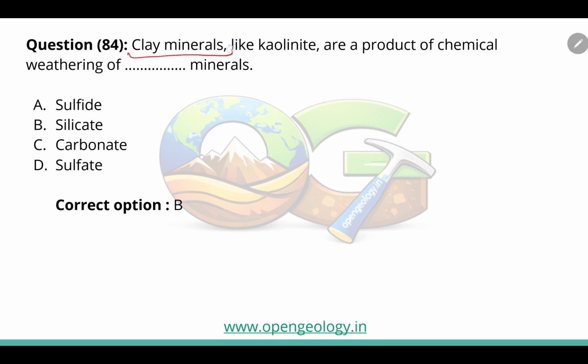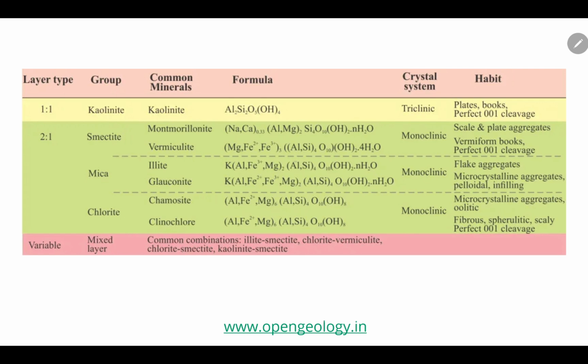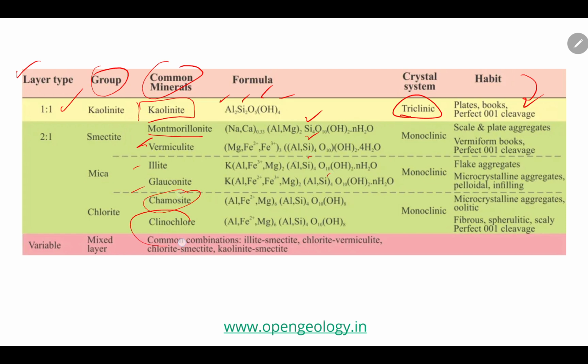Another question is, a clay mineral like kaolinite is a product of chemical weathering, but of which minerals? Clay minerals like kaolinite are rich in silica. That means if silica is present, the mineral must be a silicate. Like this there are different groups of common clay minerals. Under the kaolinite group you have kaolinite, Al2Si2O5(OH)4. It belongs to the triclinic system. Different clay minerals like montmorillonite also contain silica. Vermiculite, again silica. Illite, glauconite, all of these are silicates. So the parent mineral must be a silicate, so that silica is present in them.